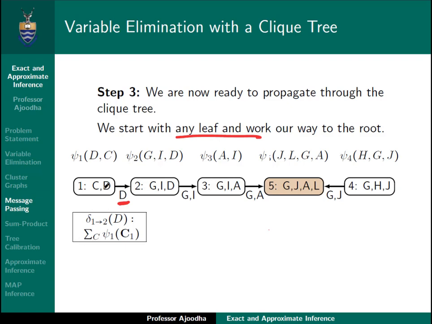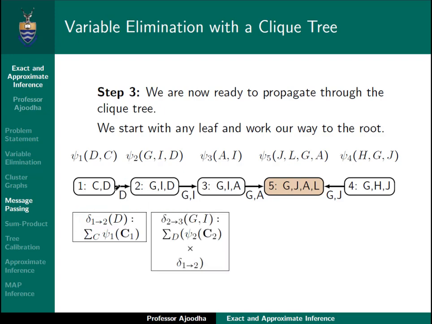For us to do that, I've got to sum out all of the nuisance variables here, and the nuisance variable here is C. So C needs to be summed out from the initial potential that has a scope of C1, and C1 is C and D. In other words, we sum out C from this scope to get a scope over D, and that scope over D is passed along the edge as a message called delta 1 to 2 of D, and that's the message's name. We do that, and then we pass it along.